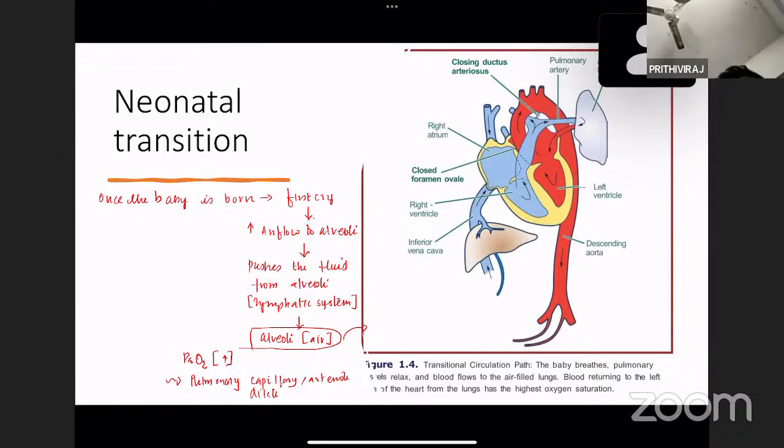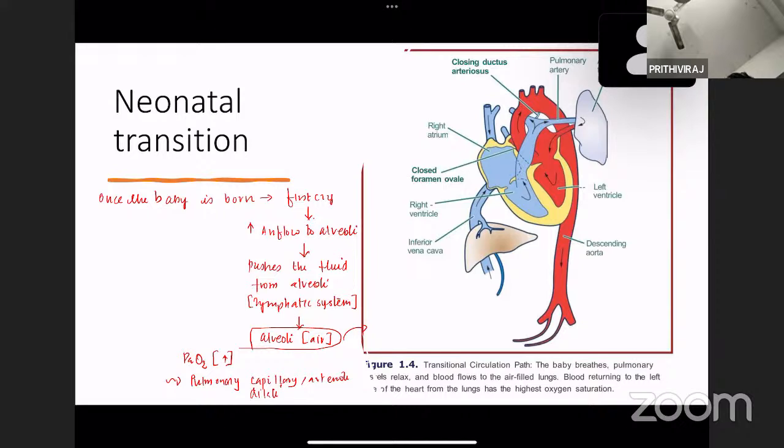Now this blood returns back to the left atrium via the pulmonary vein and then the left ventricle. At the same time, there will be clamping of your umbilical cord. Once the umbilical cord is cut, the low resistance placenta is removed. Systemic vascular resistance in the fetus is always low, whereas as your placenta has been cut off by clamping your umbilical cord, there will be a rise in your systemic vascular resistance.